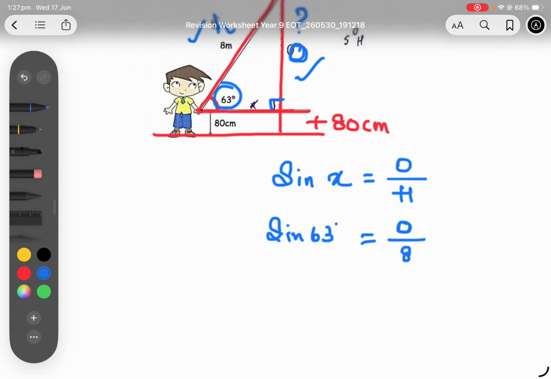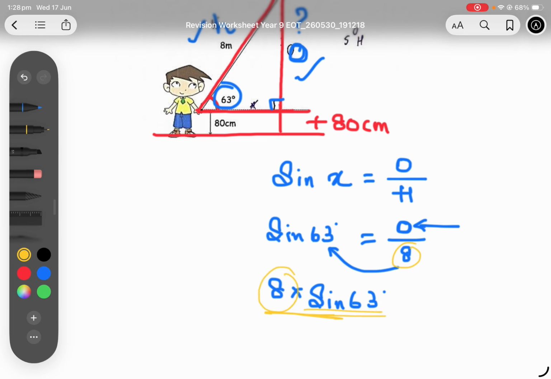Then I have to find this opposite, so I will send this here. So it becomes sine 63. First of all, this 8 will go here, so it will go in multiplication: 8 times sine 63. Always write the number before this. When it goes here, write it before and then write sine, is equal to opposite.